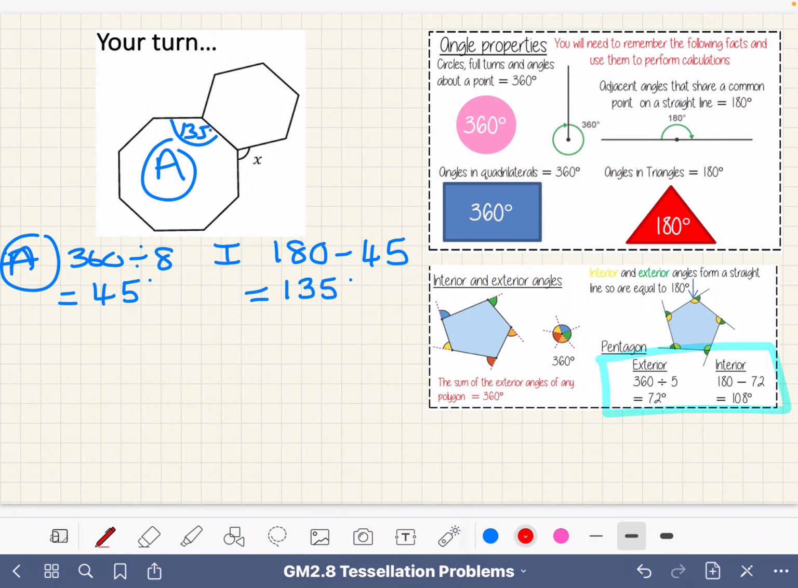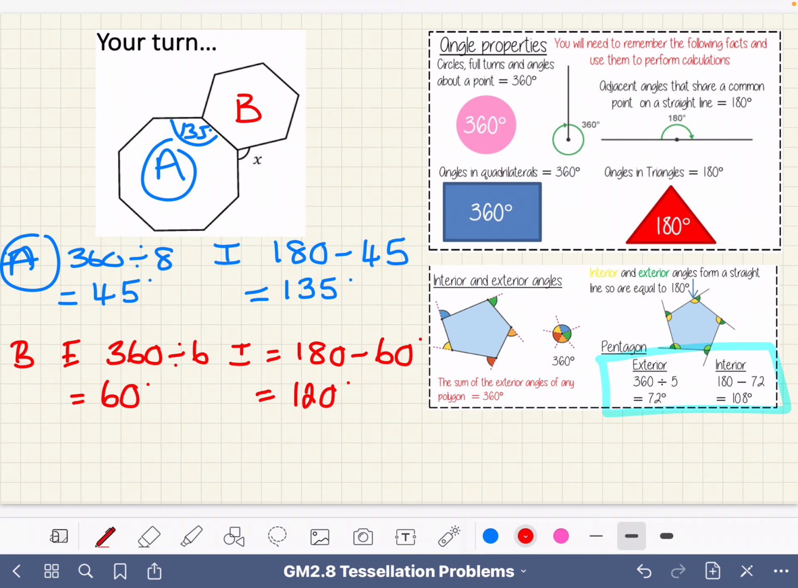My other shape, if I call that B, I have a hexagon. So if I wanted to work out the exterior angle, I've got 360 divided by 6, which gives me 60 degrees. The interior in that case is 180 take away the 60 degrees, which gives me 120 degrees. So all in all, these two angles that I have so far add up to a total of 135 add the 120, which gives me 255 degrees altogether.